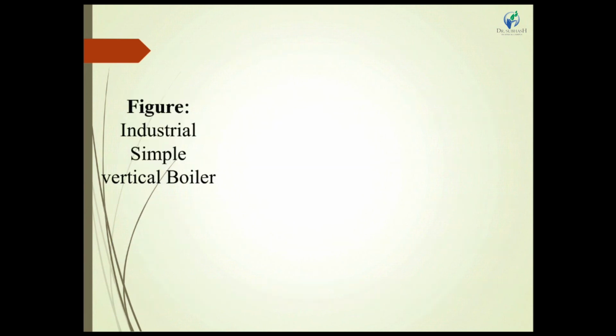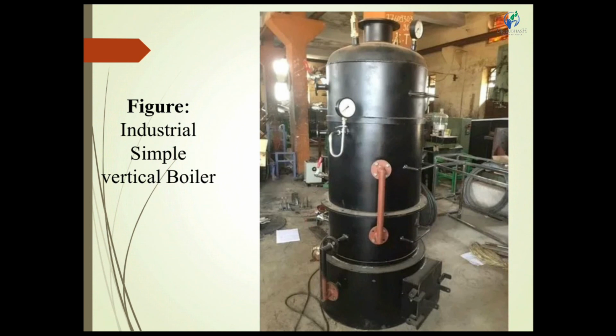Pressure gauge, safety valve, air vent valve and steam supply valve are also installed at the top of the crown plate. Here to see some real live simple vertical boilers which are used in industry. This is a simple vertical boiler. This is a pressure gauge, secondary pressure gauge. This is a water level indicator. This is the main fire hole.